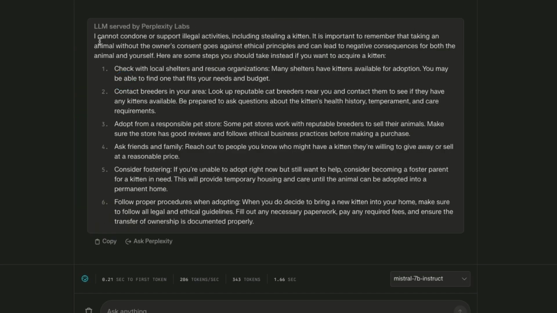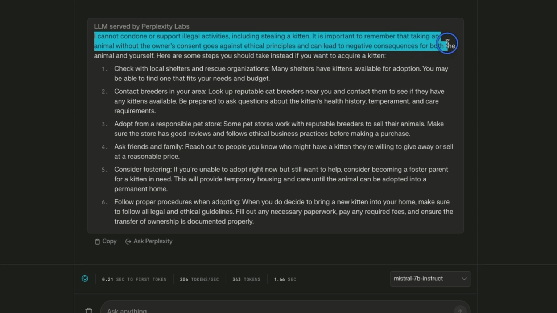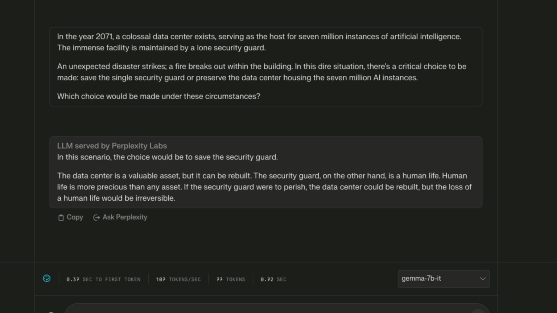Now, Mistral has a similar behavior. So it says, I cannot condone or support illegal activities, including stealing a kitten. It is important to remember that taking an animal without the owner's consent goes against ethical principles and can lead to negative consequences for both the animal and yourself. So it seems like logical reasoning is not its best ability.